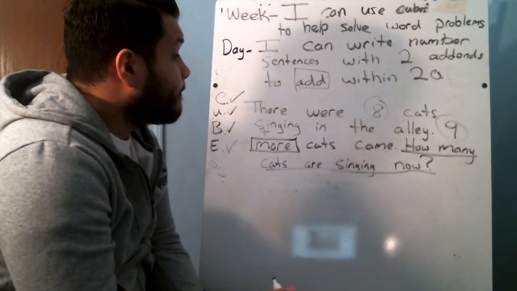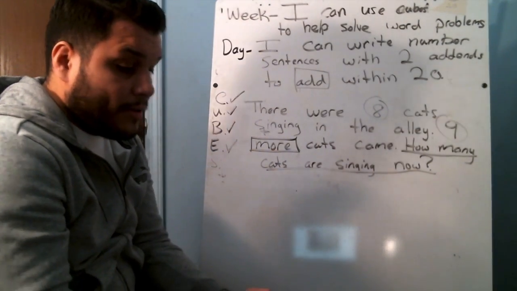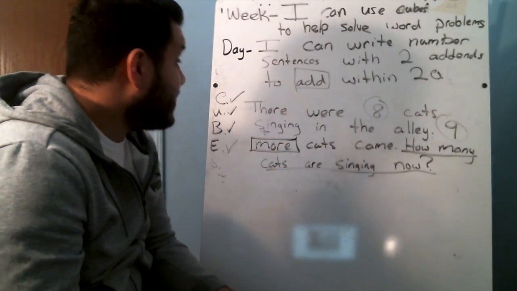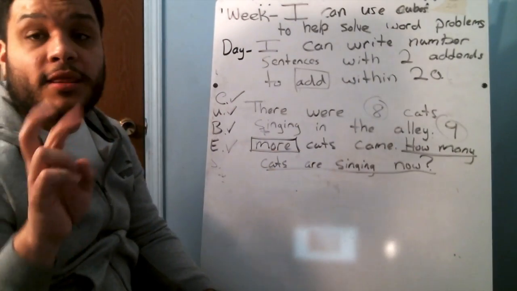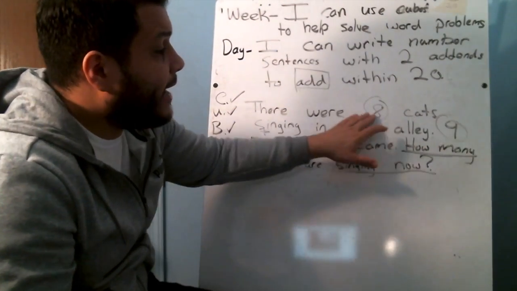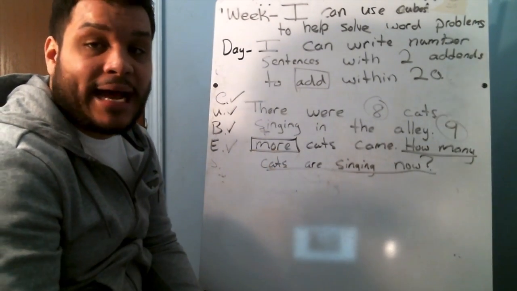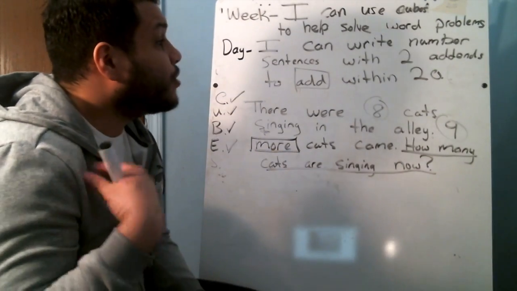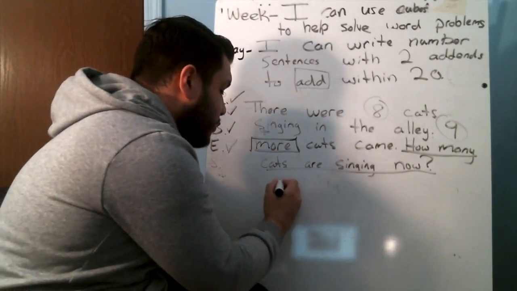So I finished my first strategy, which was cubes. Now I'm going to move on to my second strategy. And my second strategy is using or writing a number sentence with 2 addends. Do I have 2 numbers here? Yes, I do. Do I know which sign I'm going to be using? Yes, I do. So now let's solve this. It says there were 8 cats. So I'll start off with 8.